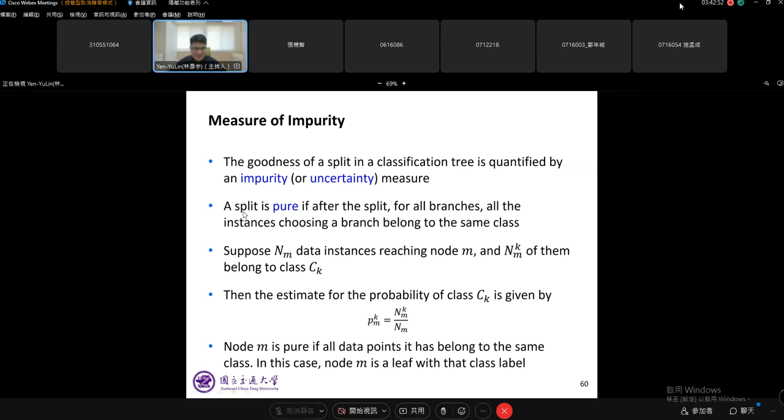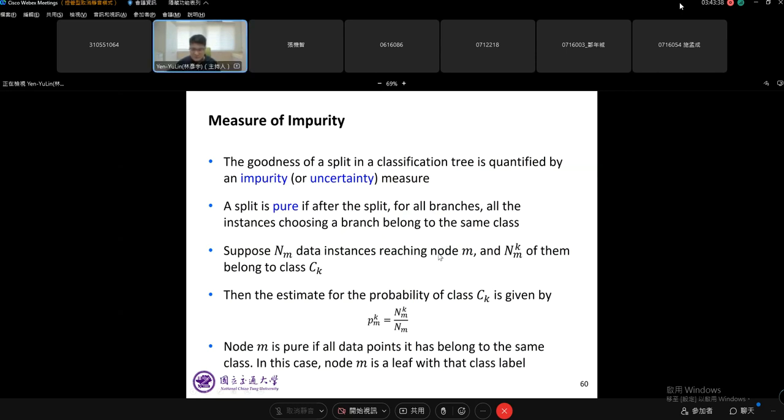As we say, a split is pure if after the split, for all branches, all instances choosing the same branch belong to the same class. In other words, this split is perfect. After this split, classification can be carried out with 100% accuracy on the training data. If the split is not perfect, we can still estimate the goodness of this split by referring to impurity. Before talking about impurity, we need to give some notation.